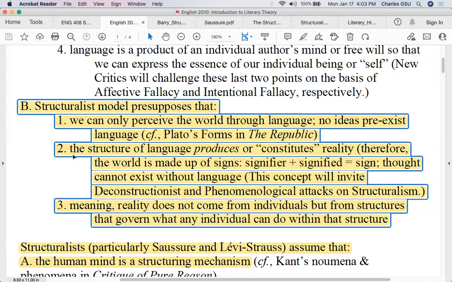So structuralists also believe that the structure of language produces or constitutes reality. Therefore, the world is made up of signs, which is a combination of signifier plus the signified, which equals the sign. And thought cannot exist without language. So think about that for a second. Can you have a thought without having the language to understand it in your own mind, much less to convey it to someone else? Structuralists would, of course, say no.